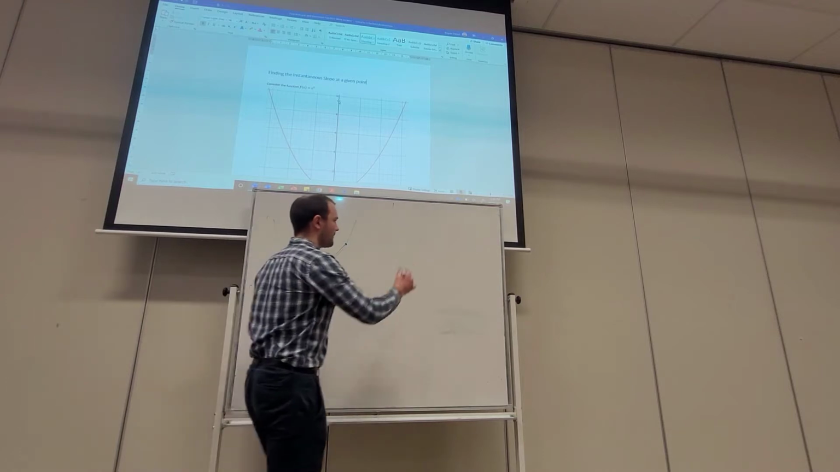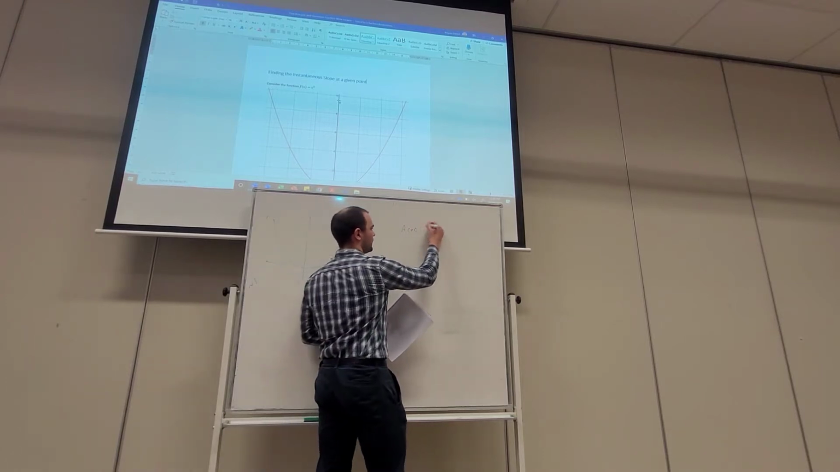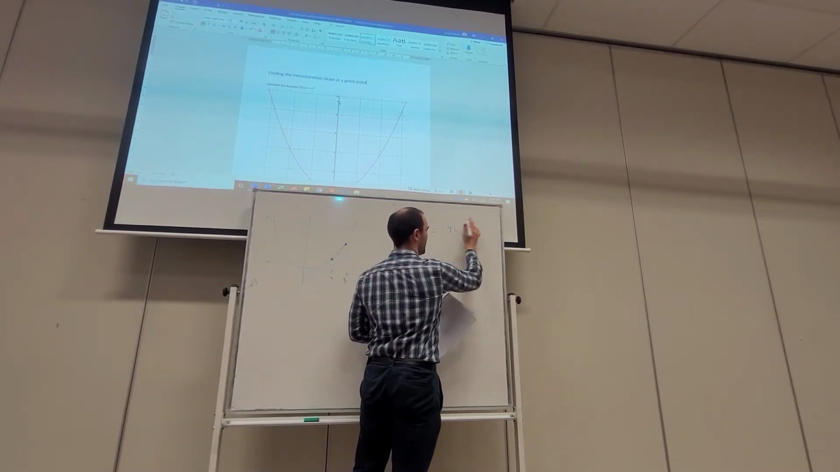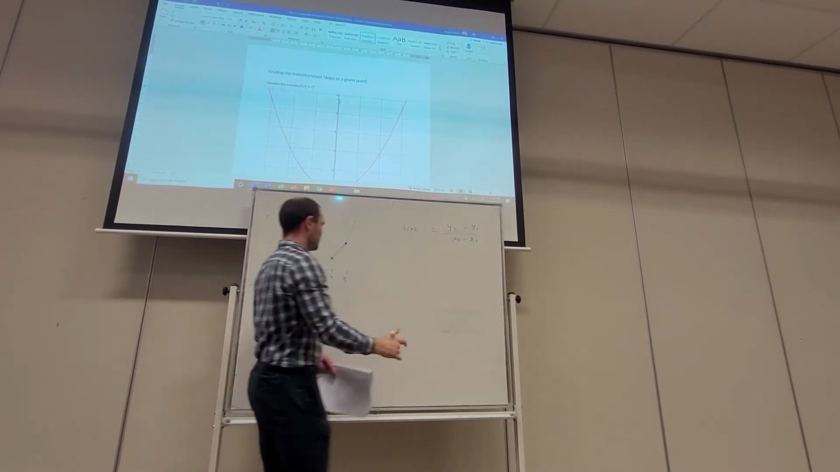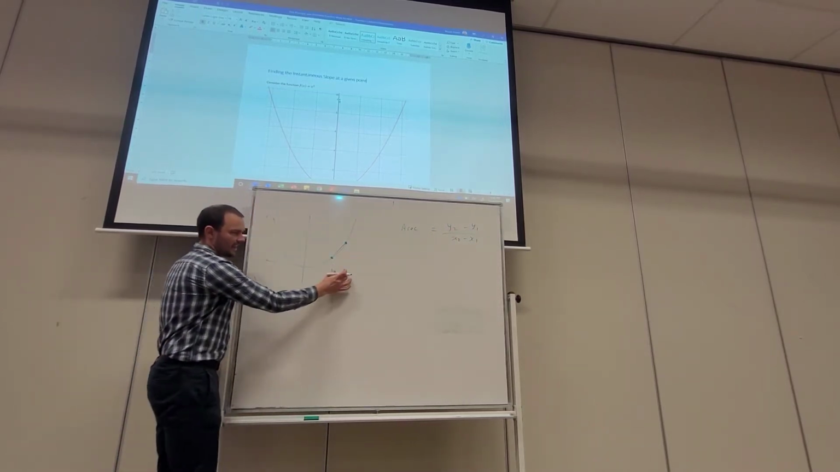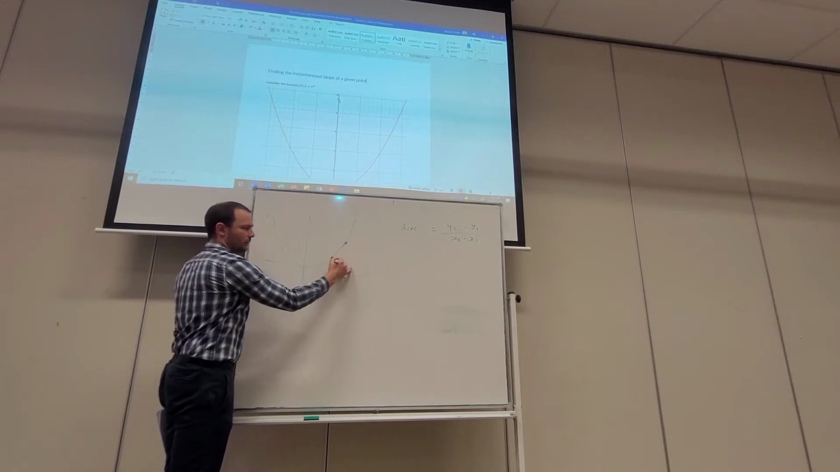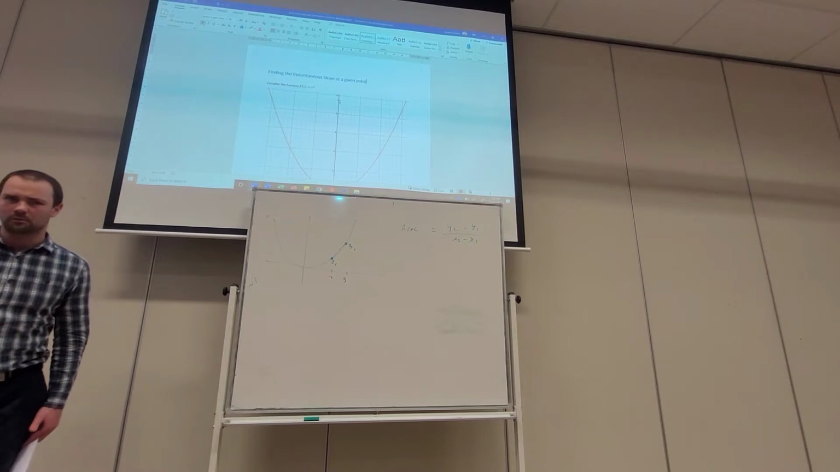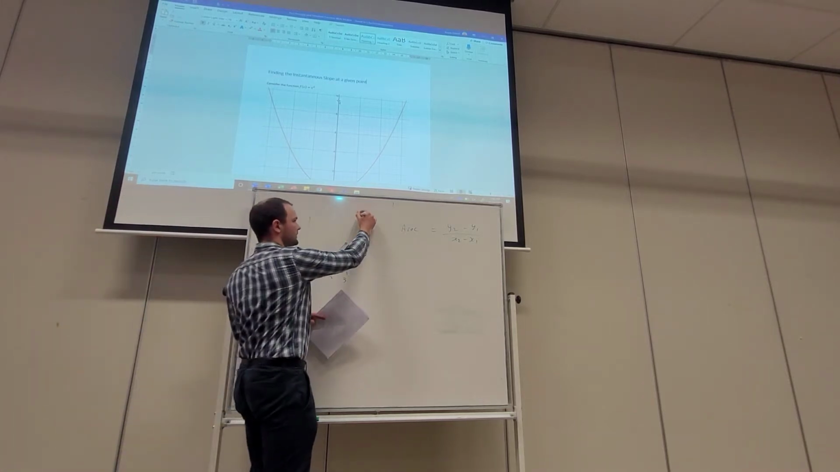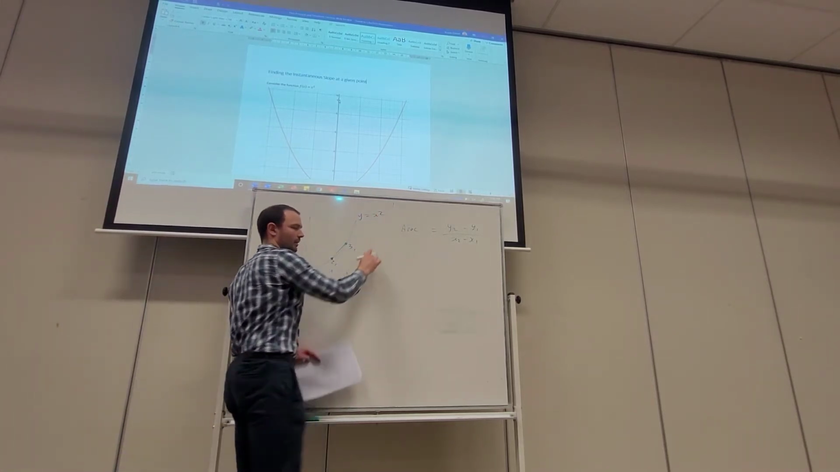Okay, remember, average rate of change is y2 take y1 on x2 take x1. So we've got these x values. We know the x values at this point. That's 2 and that's 3. What's the y value? Well, the equation of this curve is y equals x squared.